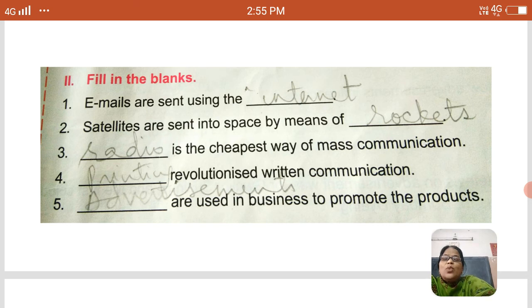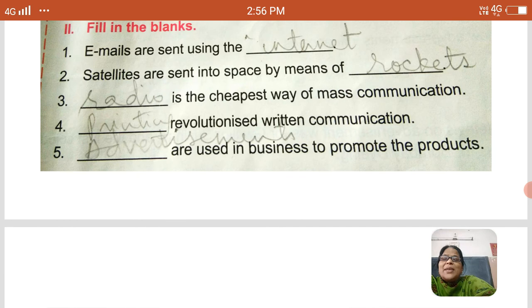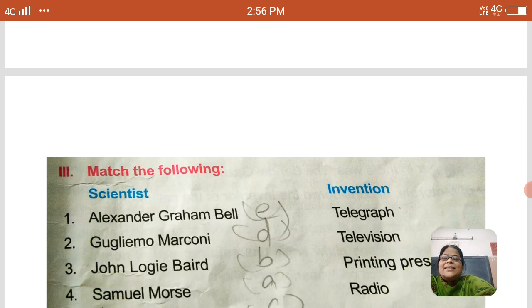Fifth one, advertisements are used in business to promote the products. A-D-V-E-R-T-I-S-E-M-E-N-T-S, advertisements. So the answers: first one, internet. Second one, rockets. Third one, radio. Fourth one, printing. Fifth one, advertisements. And now the second one, children.